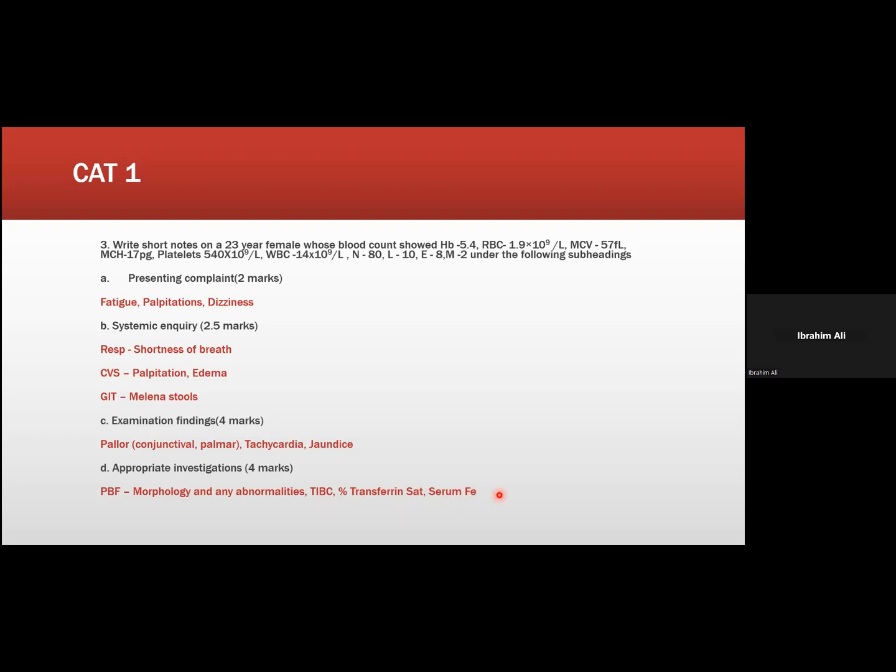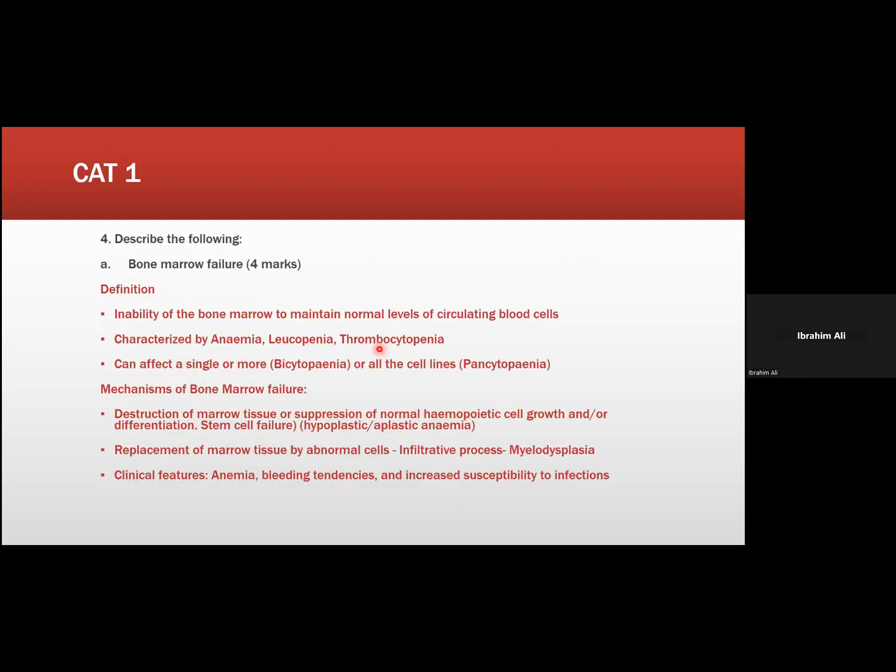I think that is the part of the question, and then the second question in your hematology was that they need you to describe sometimes. So bone marrow failure: if you are told to describe, what are you going to say? You define what it is, how it is investigated, how it comes about, and then what causes it. If you can put that, I think you can get your 4 marks easily.